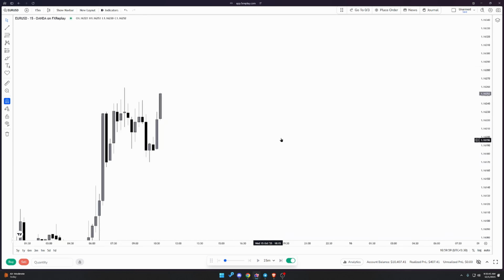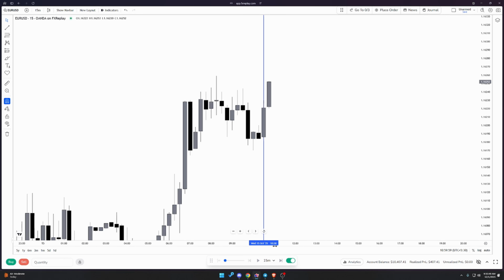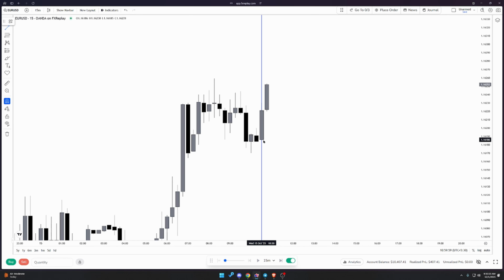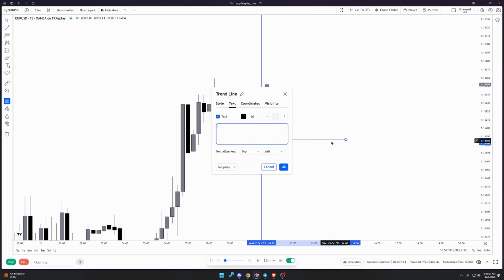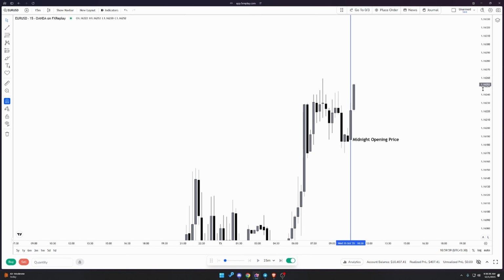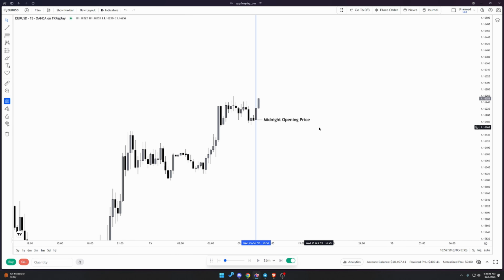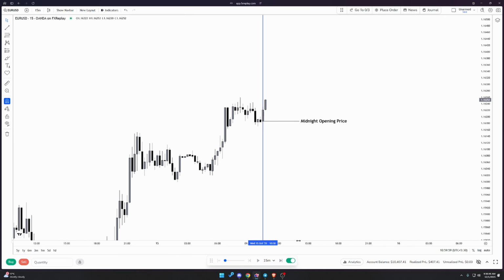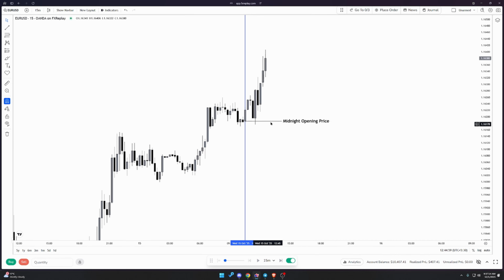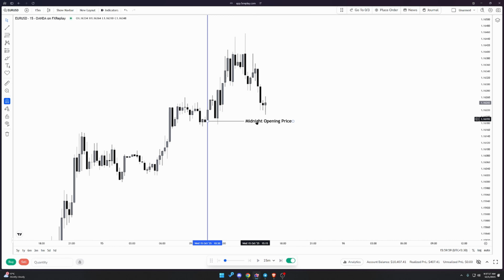So now we have our midnight open candle here. We will mark the opening price of this candle, which becomes our midnight opening price. So the 4-hour buy-side liquidity is still not swept, so our bias is bullish. We are still expecting the price to go below the midnight opening price and sweep the sell-side liquidity.